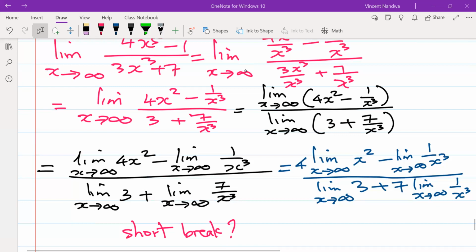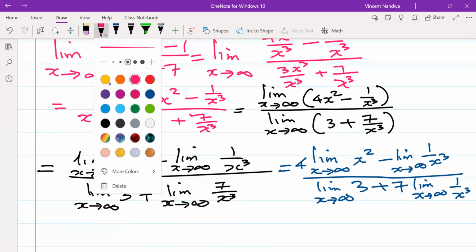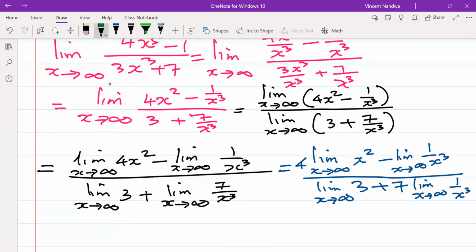Limit of x squared as x approaches infinity. First term in the numerator, this term. So this will be 0. And then these are the limit, also 0. This limit, 3. This limit, 0. So you are sure that as x approaches infinity of x squared is 0.